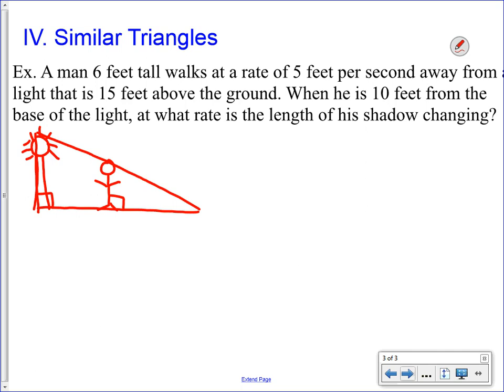All right, now, we know the man is 6 feet tall, and we know the lamppost is 15 feet. And those are constants in this particular problem because those lengths are not changing, okay?